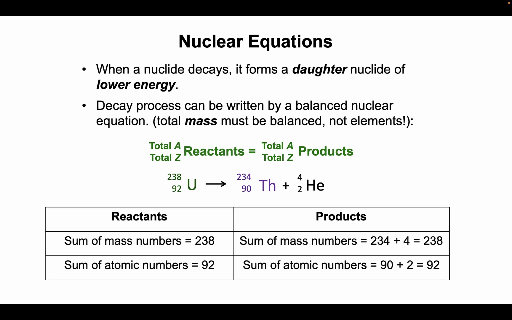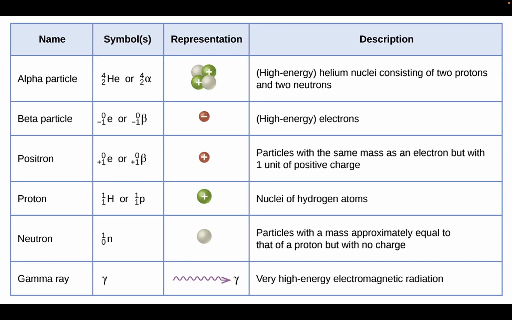Again, we can plot this out as a little table here. The sum of the mass numbers has to be the same on each side. The sum of the atomic numbers must be the same on each side. And this is how we got that answer of this thorium-234 here.